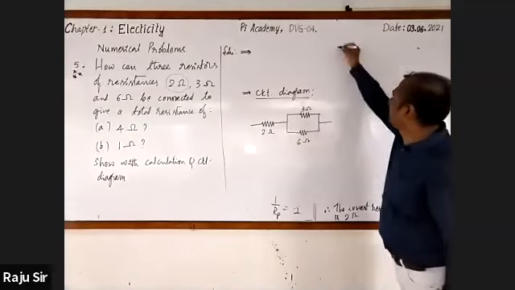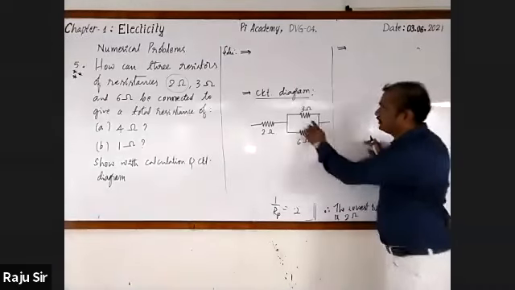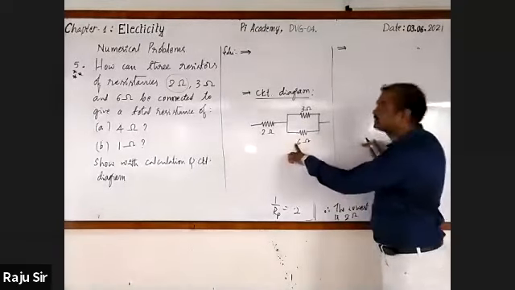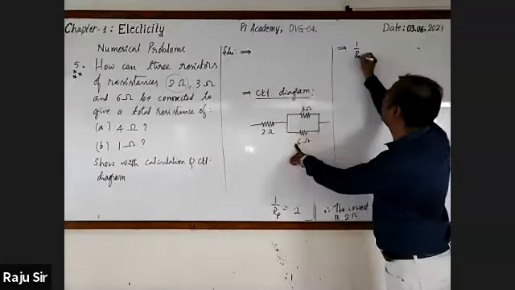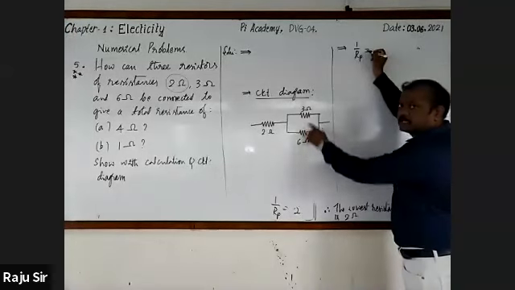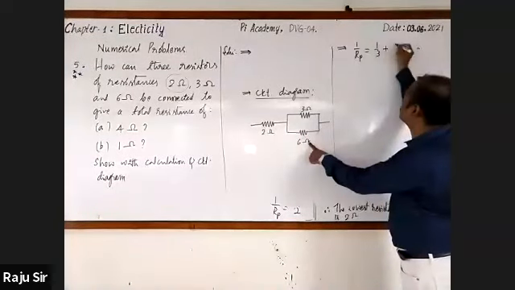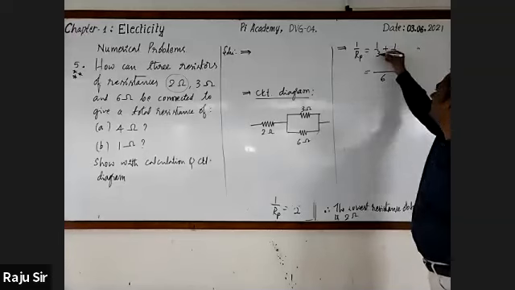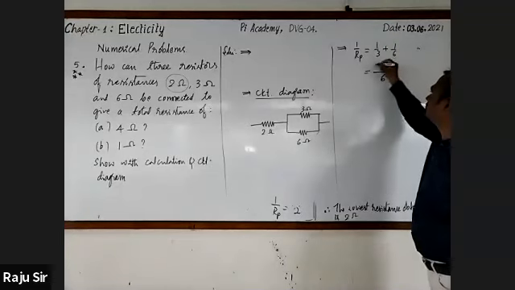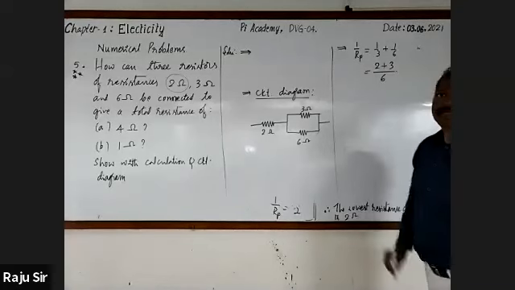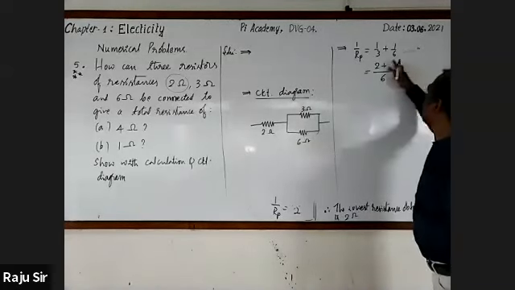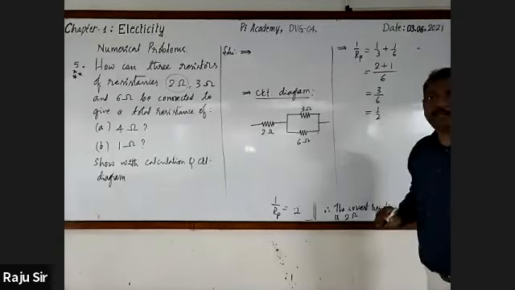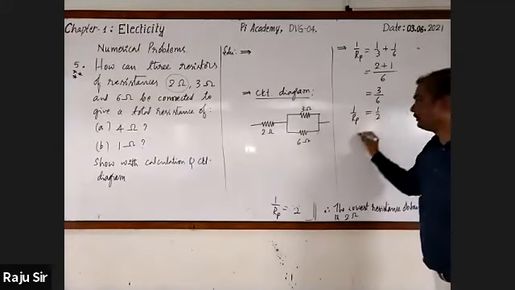Now, first let's go for calculating the effective resistance of these two resistors connected in parallel. 3 ohm and 6 ohm is there. I write 1 by Rp is equal to 1 by 3 plus 1 by 6. Now LCM is 6. Multiply 6 with the first one, 3 twos are 6. Second one, it will be 1. This is equal to 3 by 6, which is nothing but 1 by 2. So 1 by Rp is equal to 1 by 2.